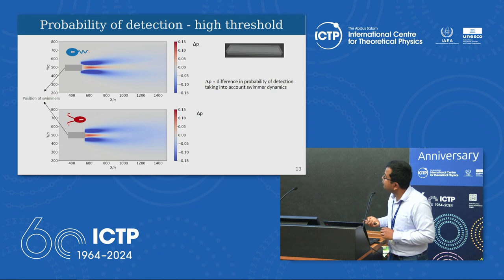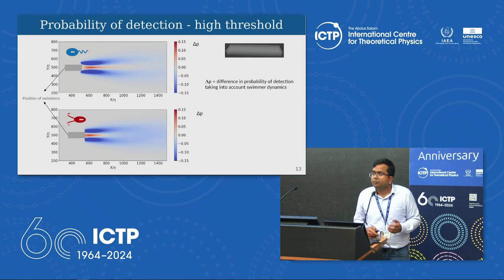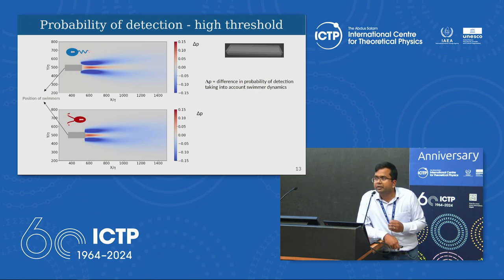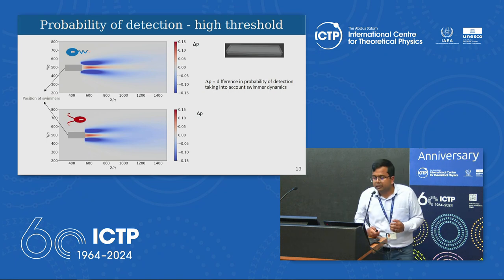The top one corresponds to the difference in the probability of detection for pusher-like swimmers, and the bottom one corresponds to puller-like swimmers. Red are regions where there is a higher probability of detection, and blue are regions where the probability of detection is lower. What you can see is somewhat similar to the image that we saw before about the mean odor. Close to the swimmer's position, there is a higher chance of detection, whereas everywhere else, it is lower.